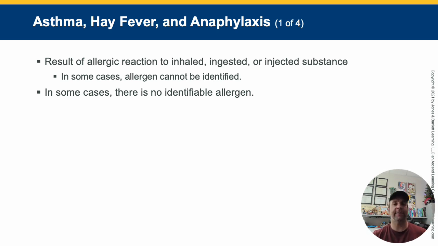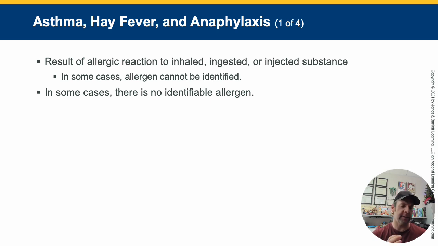Now, this substance can be something inhaled, like pollen or dust. It can be ingested, like certain foods or medications, or it can be injected, like an insect sting where the venom gets in there, or like penicillin, for example. Now, interestingly, in some patients, particularly those with asthma, there may be no identifiable trigger at all. This really makes the situation even more dangerous because patients may not be able to anticipate or prevent an attack from occurring.